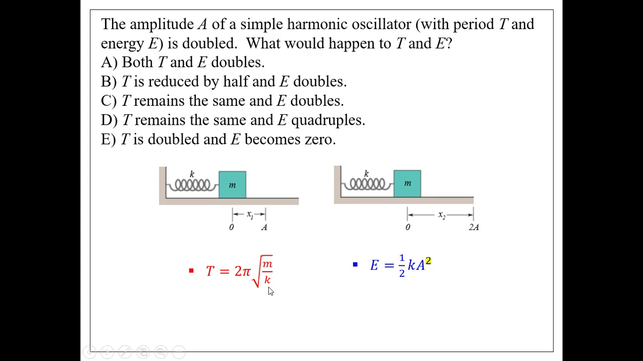Okay, so now the other variable that I want you to compare is E, the energy of the system. Well, here the energy stored in the spring is due to potential energy.